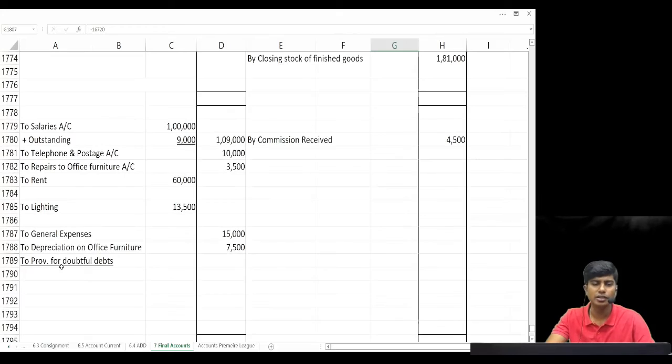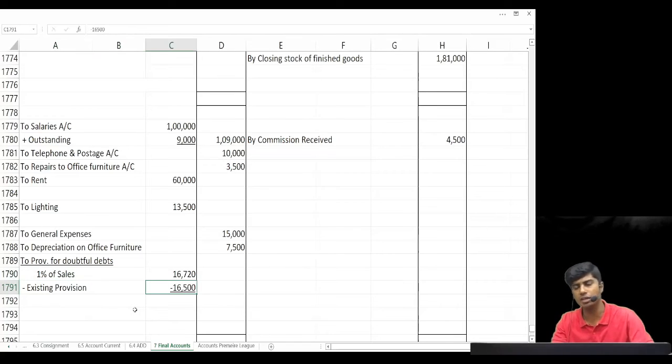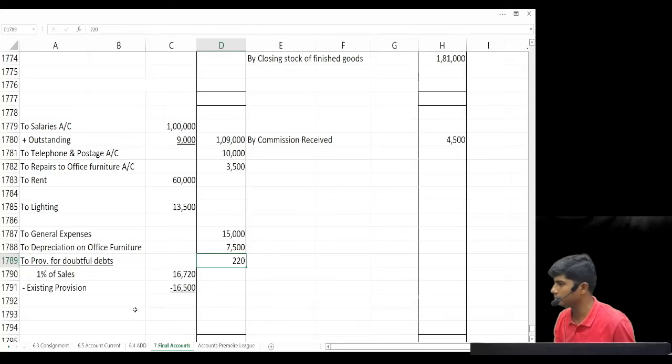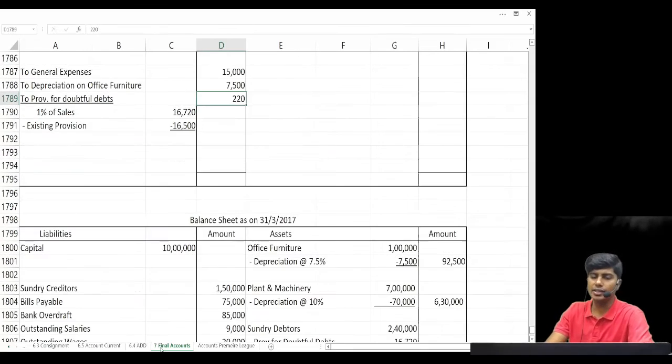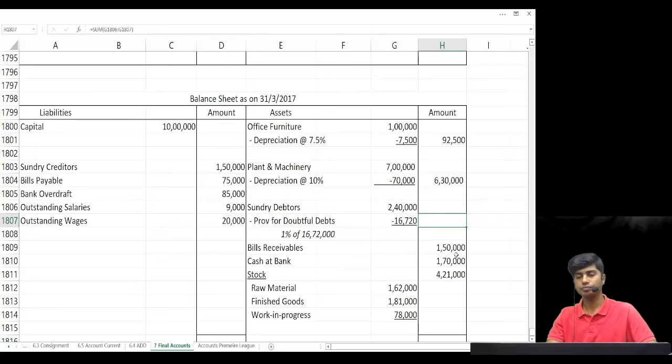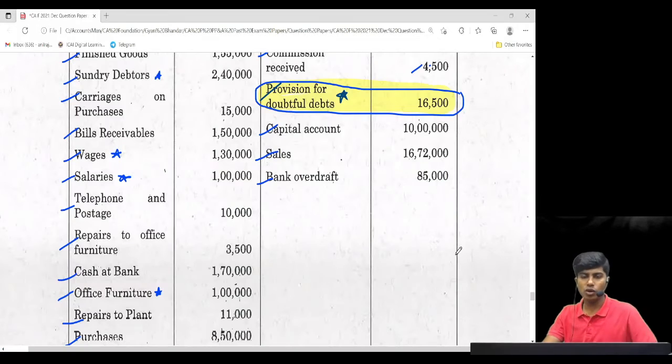Where do we write? The provision for doubtful debts. 1% of sales, which is 16,720, less existing provision 16,500. So we'll create 220 rupees provision. Done. Here write it in the outer column. How much is this? 2,40,000 minus 16,720 is 2,23,280. Perfect.